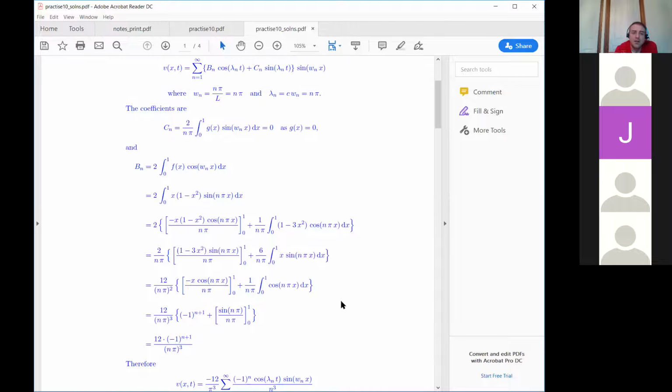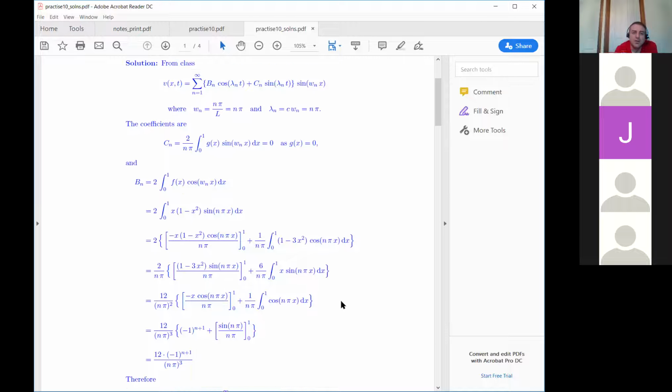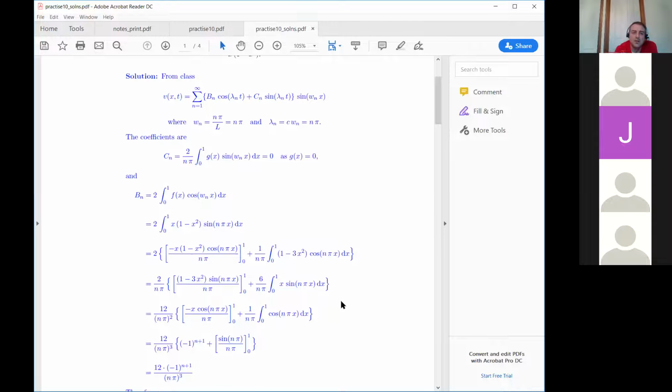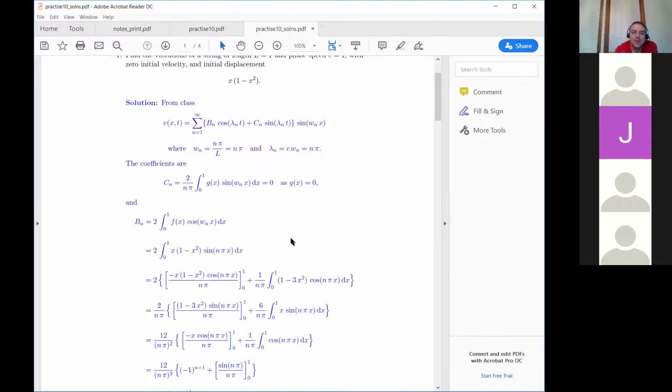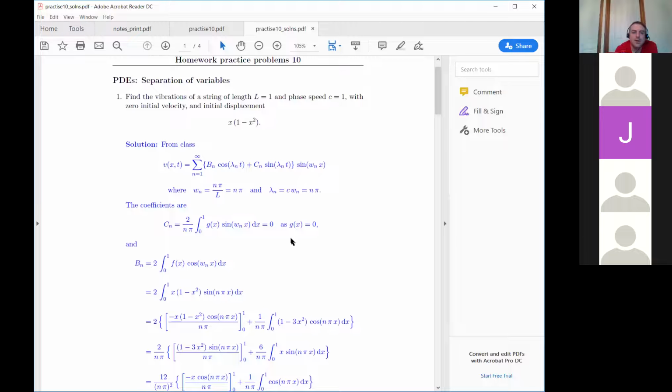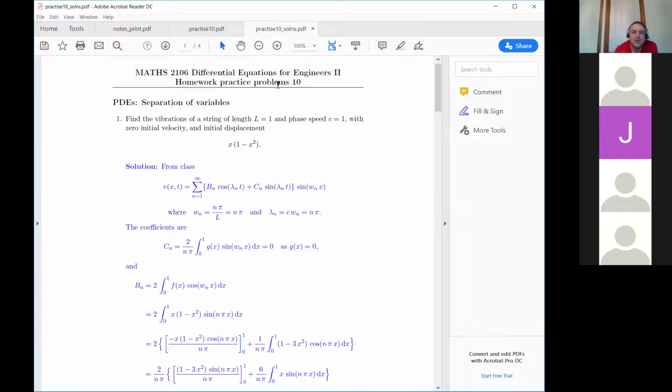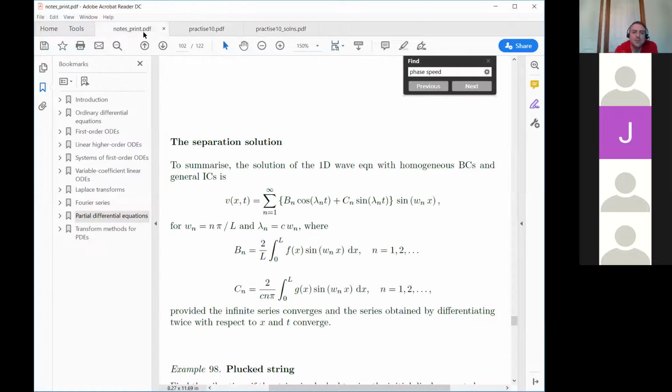Oh, that is thoroughly unsatisfying, isn't it? What a horrible course. Sorry. I guess reading the lecture notes in example 98, it's a similar one, and it says 0 initial velocity, and then he's written in his notes g of x equals 0. So I think that's where he's coming from. Right. Well, that is interesting.